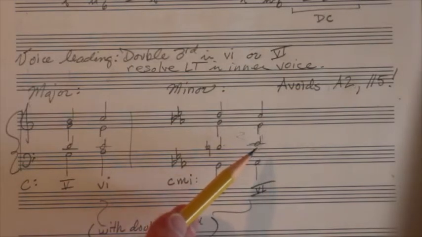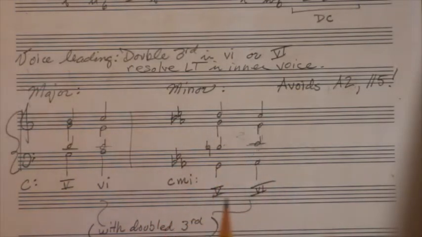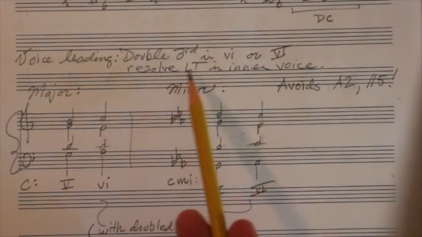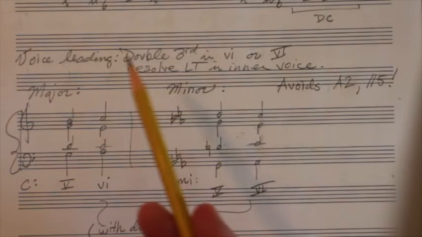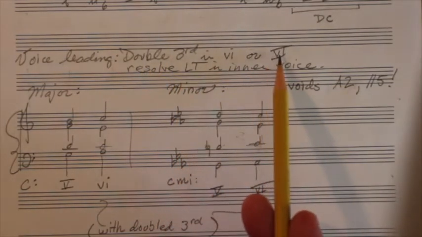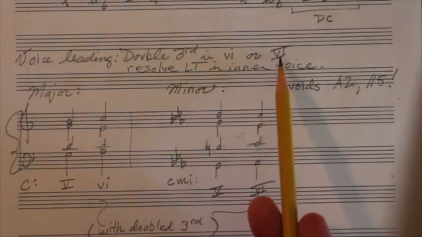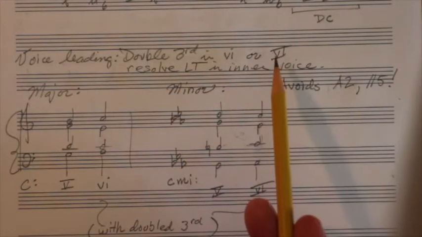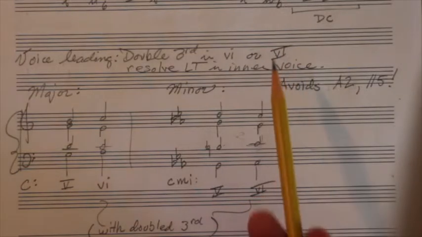So in your setting of 5 to 6, the deceptive cadence, you should always resolve the leading tone even if it's in an inner voice, and that will result in doubling the third most of the time in 6. If it doesn't, make that happen by also moving another voice to the third.